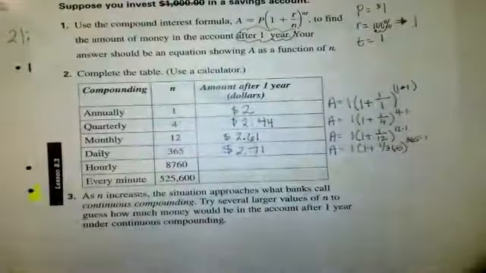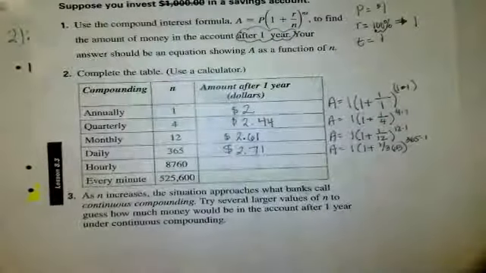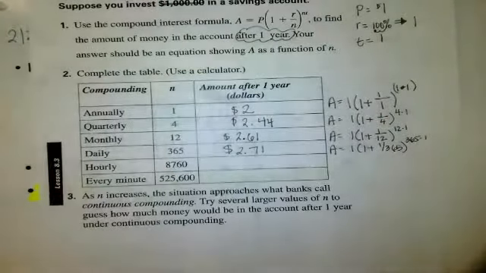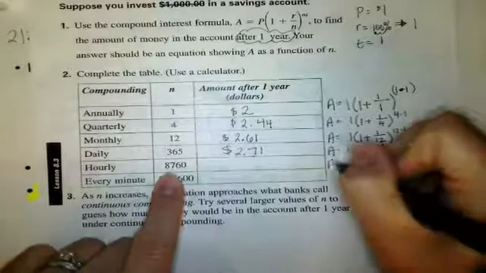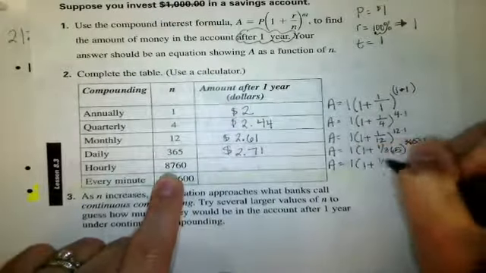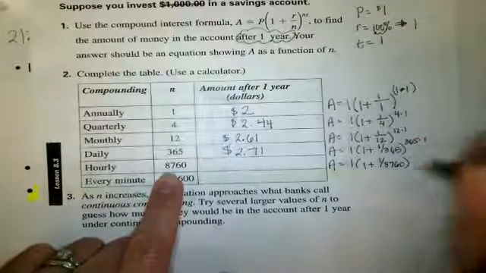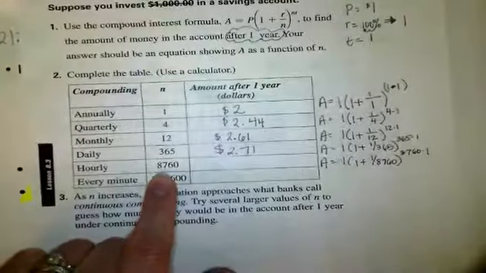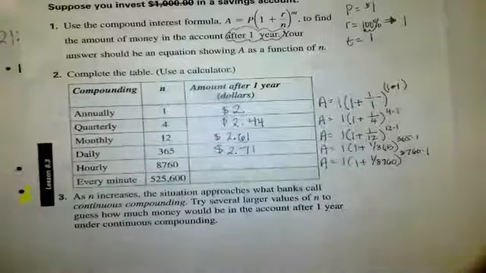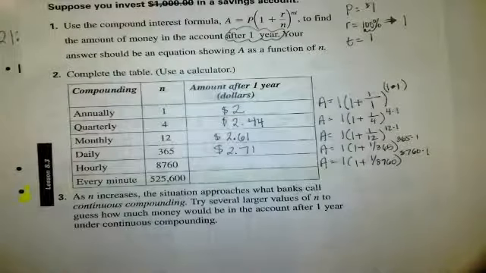2.71. Good. Again, if you are not getting these values, you need to let me know now so I can fix it. All right. Okay, so then we want to know what happens if we compound hourly, every single hour. So that would be 8,760 times a year. 8,760 times every single year. All right, what do we get when we compound 8,760 times?